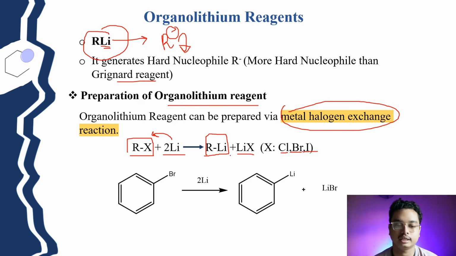Fluorine is not used to synthesize organolithium compounds, because if this is fluorine, then ortholithiation takes place. We'll discuss that later. Now here also this is the bromine. Here metal halogen reaction takes place, and we get our organolithium compound with LiBr.